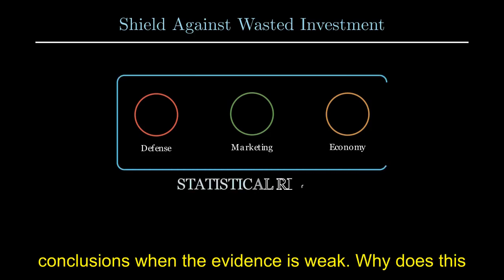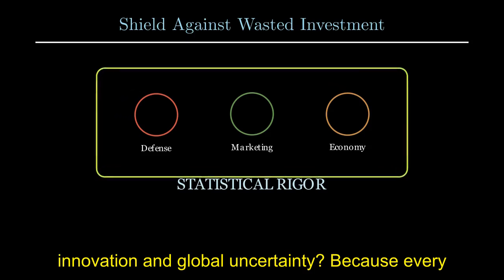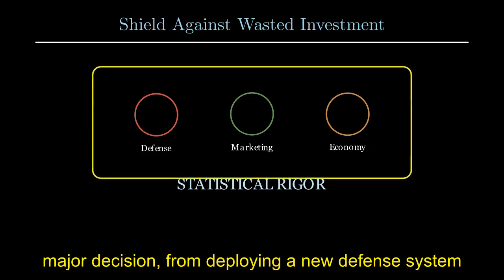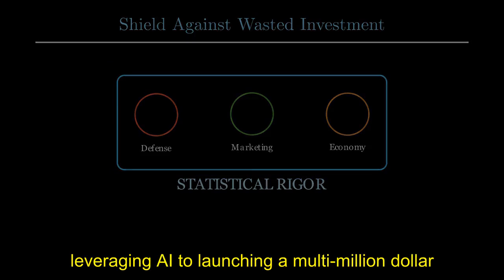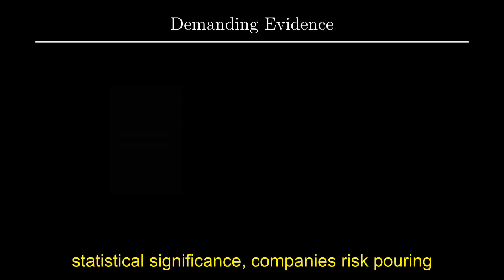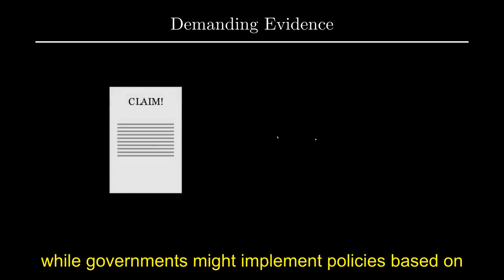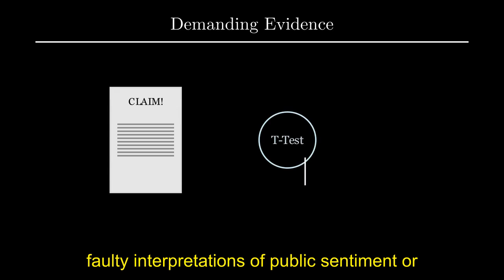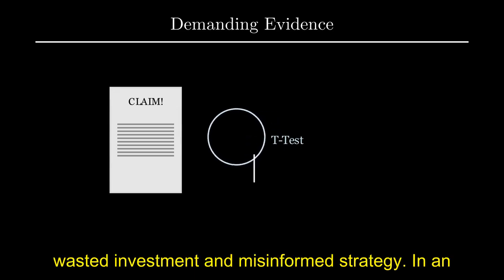Why does this matter right now, in the midst of constant innovation and global uncertainty? Because every major decision, from deploying a new defense system leveraging AI to launching a multi-million-dollar marketing campaign during an economic downturn, is increasingly data-driven. Without understanding statistical significance, companies risk pouring resources into initiatives that have no real impact, while governments might implement policies based on faulty interpretations of public sentiment or economic indicators. The t-test is a shield against wasted investment and misinformed strategy.